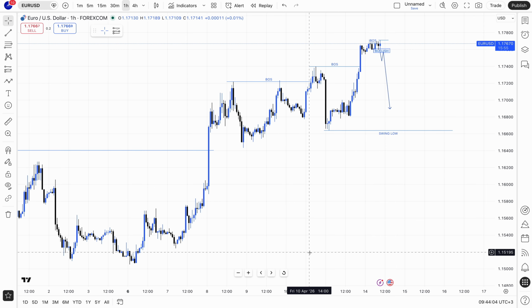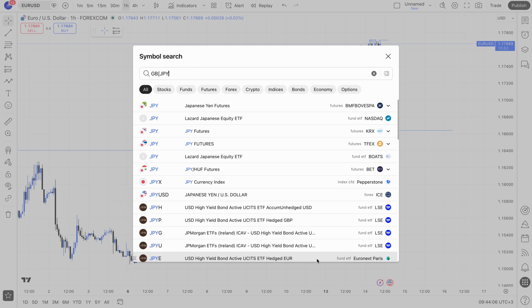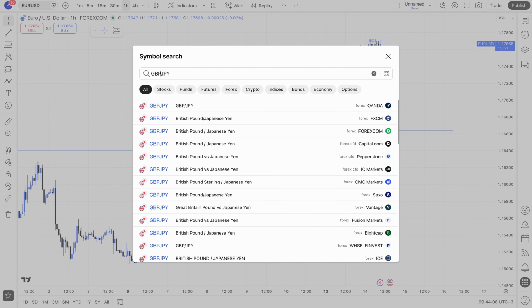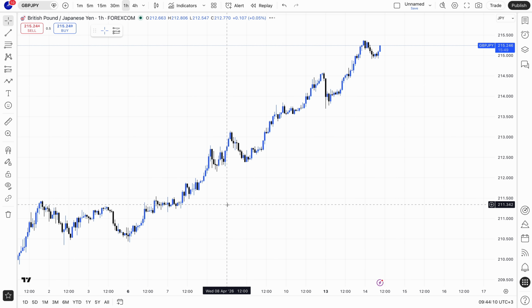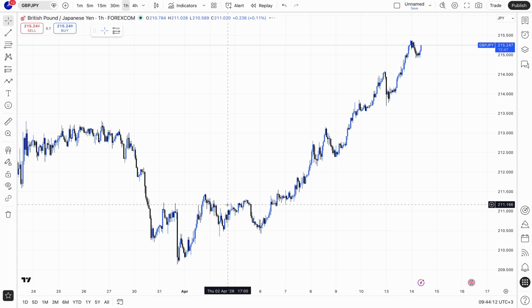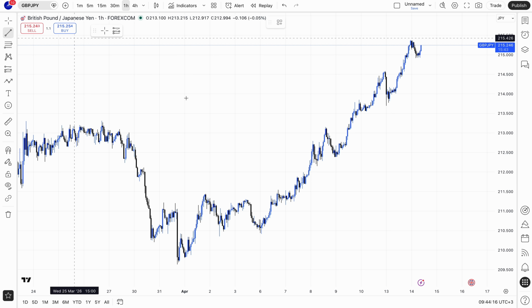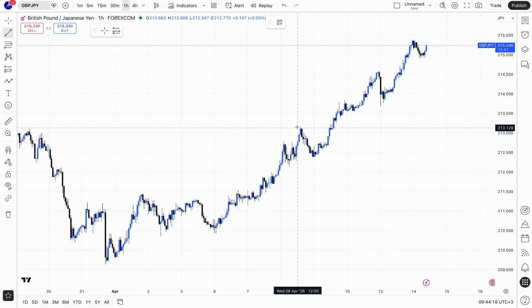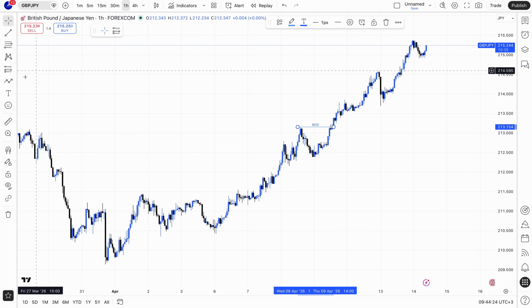Right? The swing low. Then for GBP JPY, super simple. I've had some nice buys from GBP JPY, and I'll be sharing the trade recaps of the weekend. And this was our last break of structure to the upside.